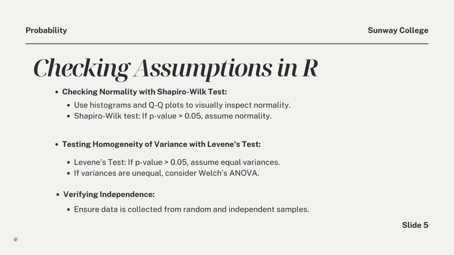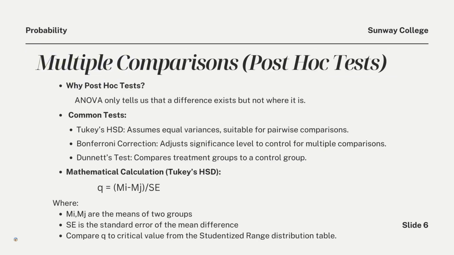To test for the homogeneity of variances, we use Levene's test. If the p-value is greater than 0.05, it indicates that the variances across groups are equal, which is a key assumption for ANOVA. If the assumptions are violated, there are alternative methods available, such as the Kruskal-Wallis test and Welch's ANOVA, that can handle violations of these assumptions. Let's dive into multiple comparisons.